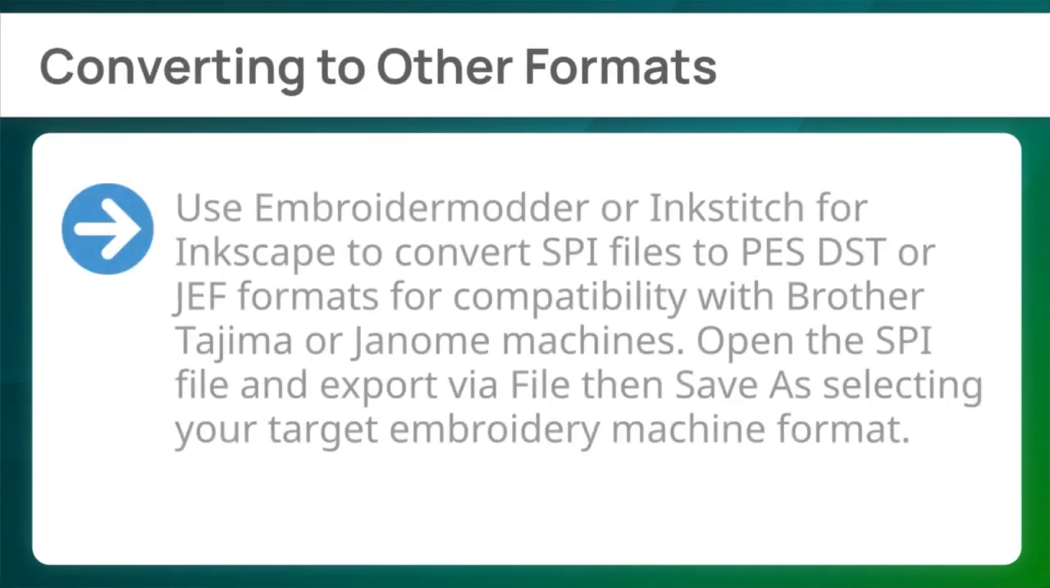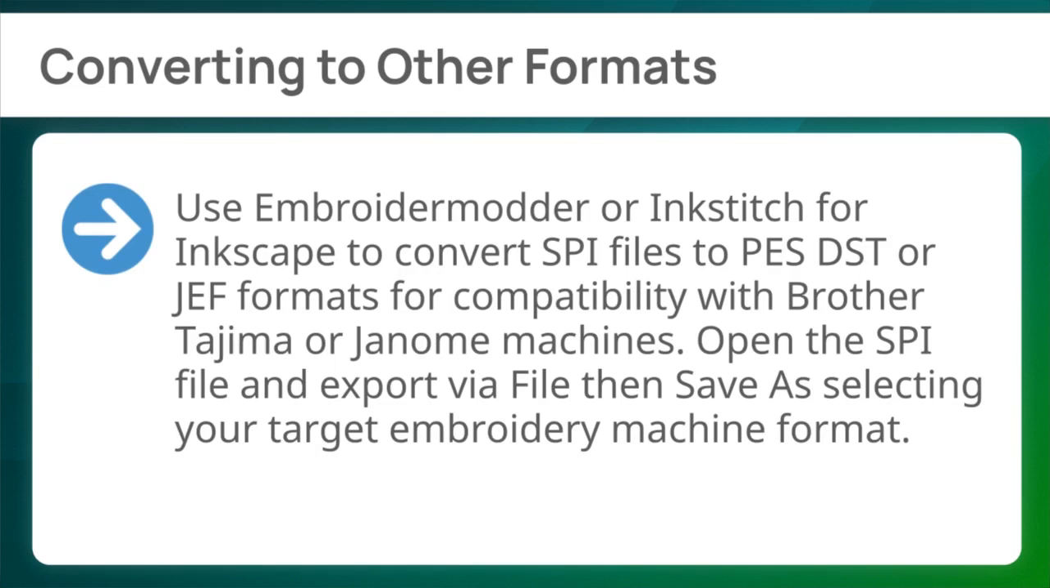Next, converting to other formats. Use Embroidermodder or Inkstitch for Inkscape to convert SPI files to PS-DST or JEF formats for compatibility with Brother, Tajima, or Janome machines. Open the SPI file and export via File then Save As, selecting your target embroidery machine format.